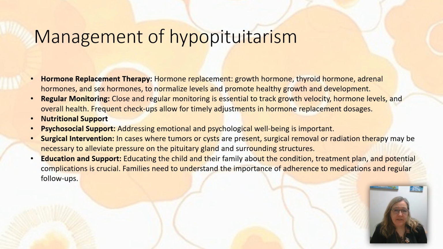So once you've identified that a child has hypopituitarianism, the main treatment is going to be hormone replacement. So the child's going to need growth hormone, thyroid hormone, adrenal hormones, possibly sex hormones to normalize their hormone levels and promote healthy growth and development. Regular checking of their growth is going to be very important, to make sure that once they're taking these medications, they're being compliant, and also that the medication's doing what it's supposed to do. So you have to continually track the growth velocity using that growth chart and check hormone levels, as well as frequent checkups for overall health.